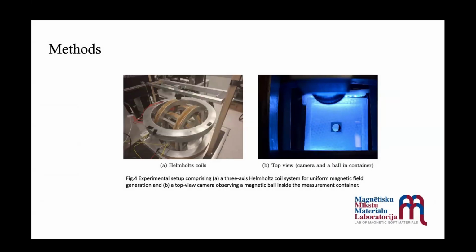As you can see, we used a three-dimensional Helmholtz coil system consisting of three coil systems, one in each direction. As well, on the upper side we placed the Basler black and white camera for high definition images, and as already seen, the container is placed in the middle of the Helmholtz coils, filled with glycerin, and this is called the remagnetization part.